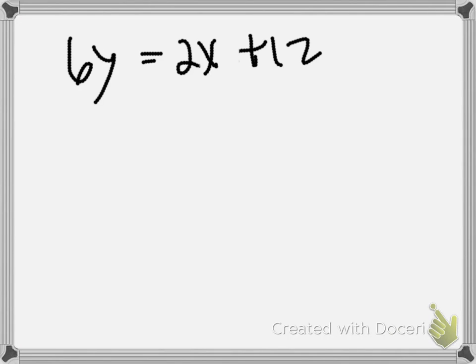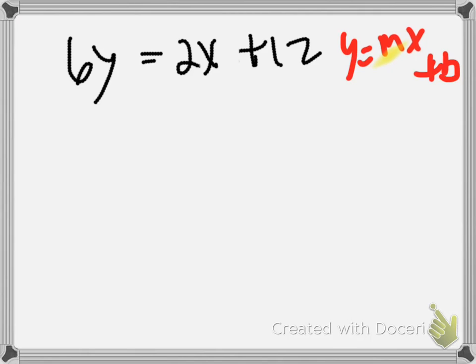So here the first thing you want to do is get it into the form y equals mx plus b. Y equals mx plus b. And you know that m part, that is the slope. So we're almost there. All we need to do is get rid of that 6.